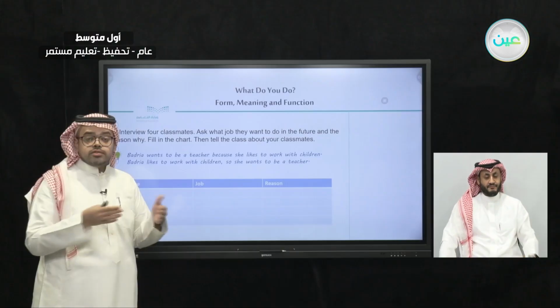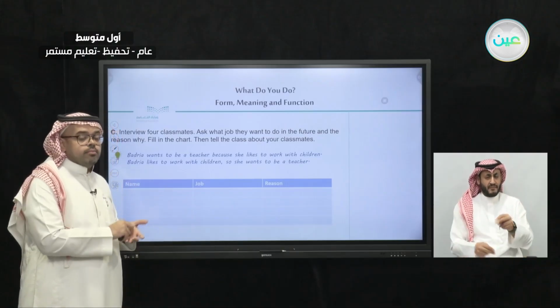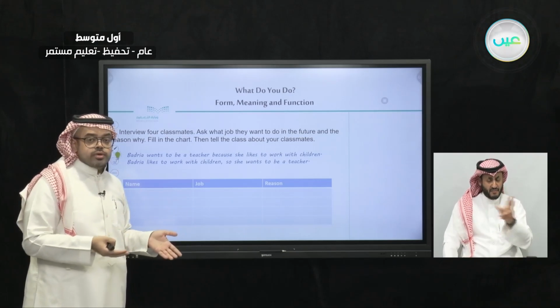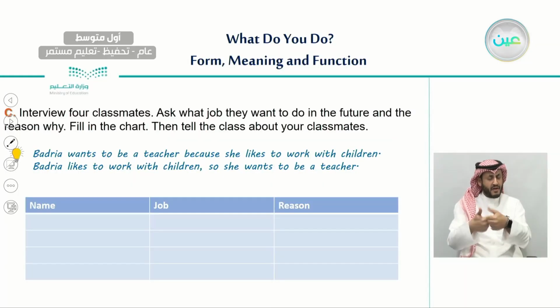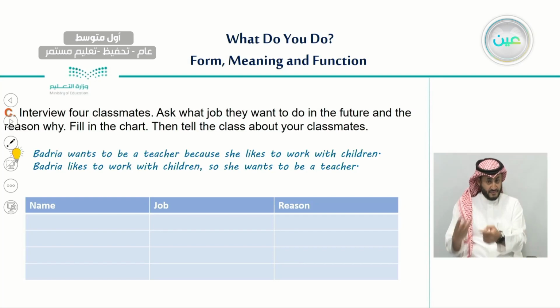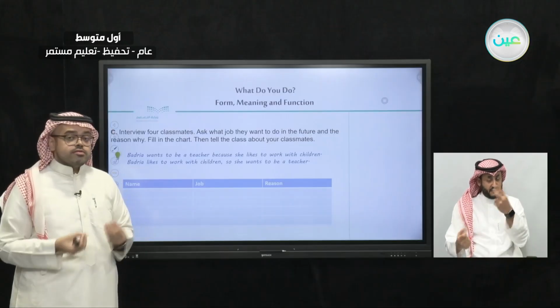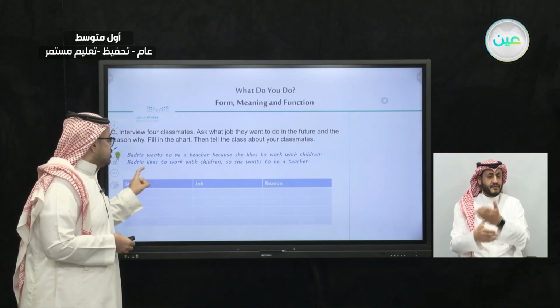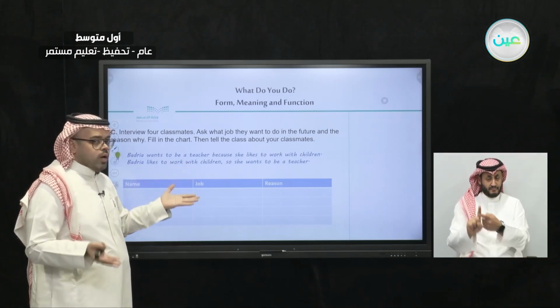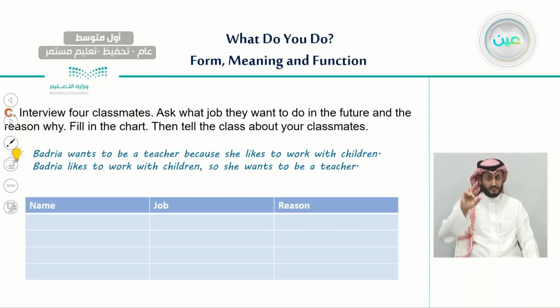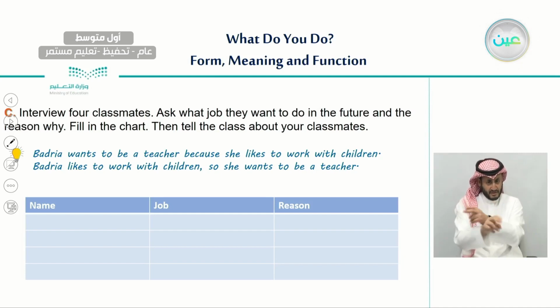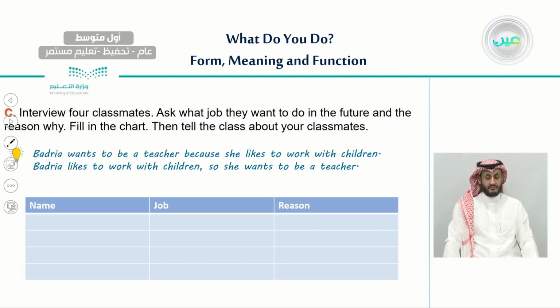And we're going to ask different people about their name and the job that they want to be in the future, and also the reason. Why did they choose that job? And we're going to write sentences like this. For example, Badriya wants to be a teacher. Why? Because she likes to work with children. We can use the same sentence but with so. We can say, Badriya likes to work with children, and the result is that she wants to be a teacher.